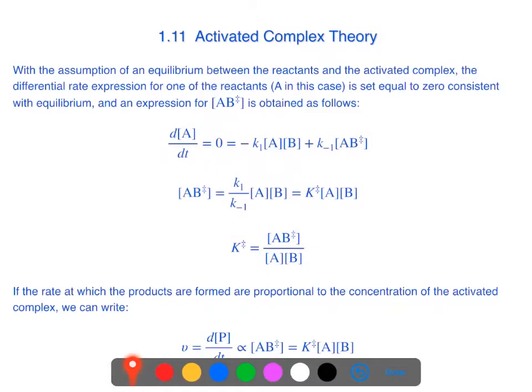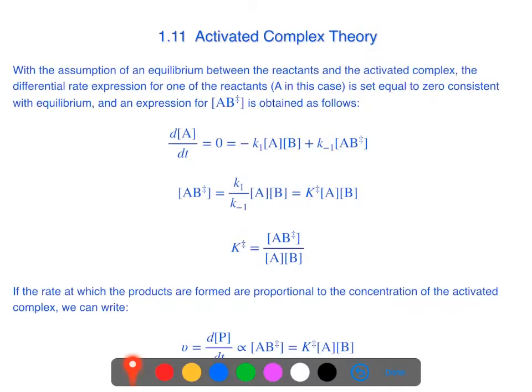And what we find is that we end up with a quotient of the two rate constants multiplied by the concentration of A and the concentration of B. This quotient of rate constants, you'll recall, we've equated to the equilibrium constant. So in this context, this becomes the equilibrium constant associated with the reactants and the activated complex. Further, we can now express the equilibrium constant in terms of the concentration of the activated complex divided by the product of the reactant concentrations.